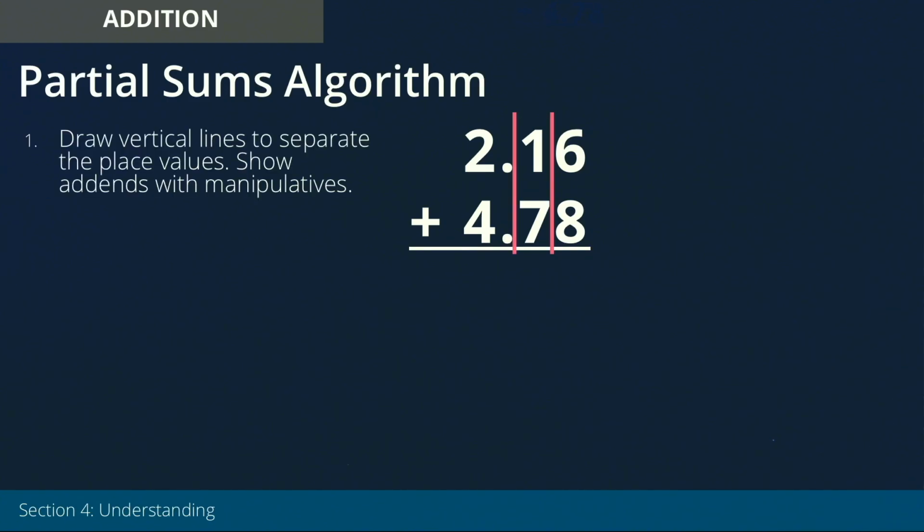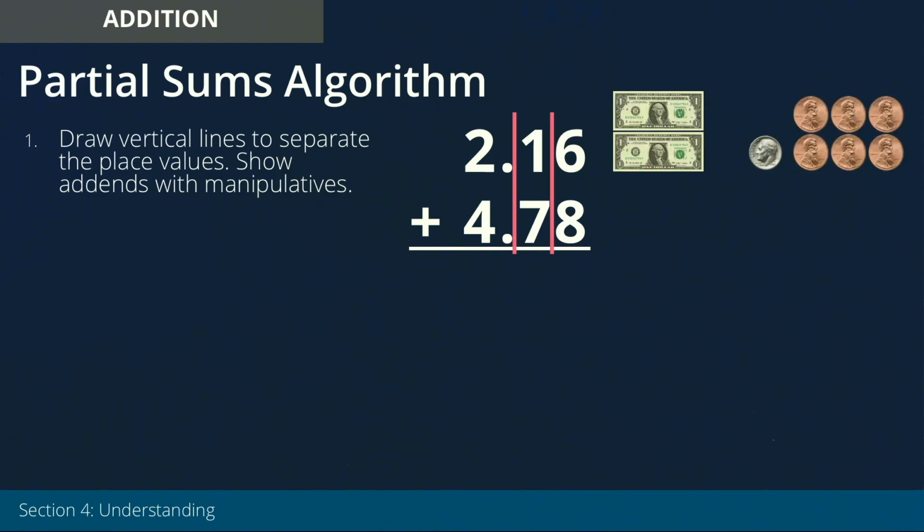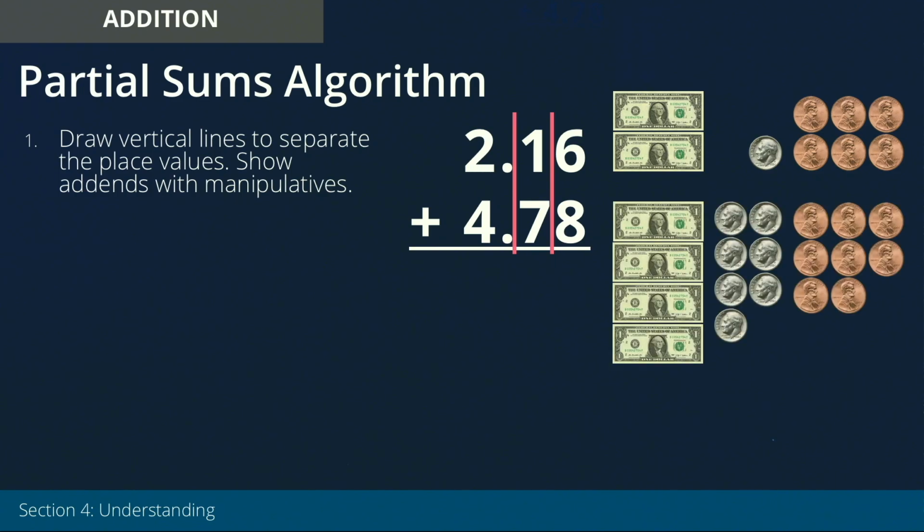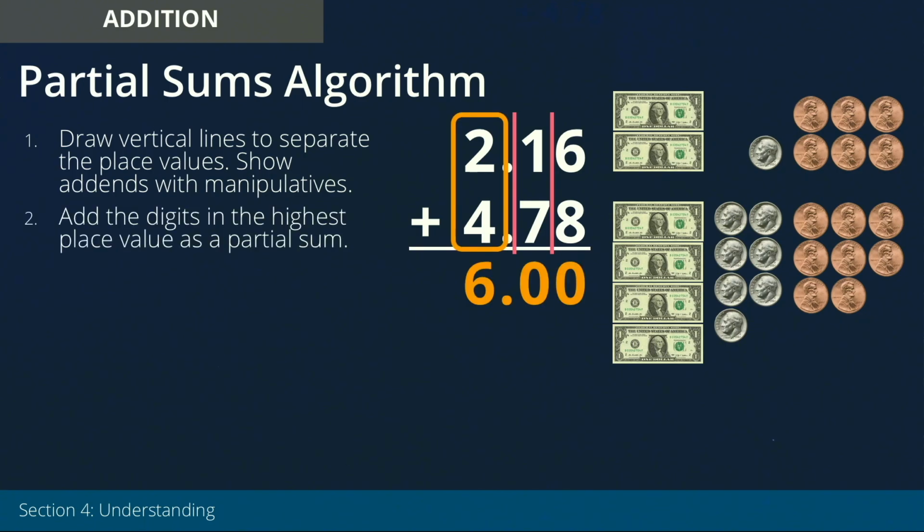Here I'm going to draw vertical lines to separate my place values. That's always helpful to really help me focus on the ones, the tenths, and the hundredths. And then I'm going to show both add-ins with manipulatives. Here I'm going to show the first number as $2.16 and the second add-in as $4.78. Now with the partial sums algorithm, we start adding with the greatest place value.